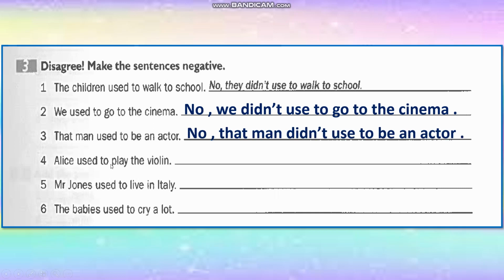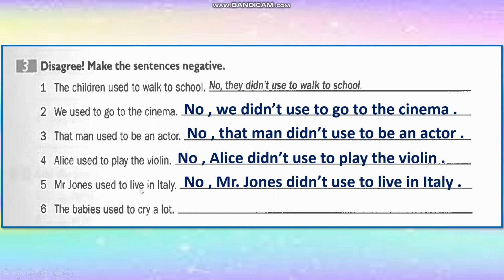Number 4. Alice used to play the violin. It becomes Alice didn't or did not use to play the violin. Number 5. Mr. Jones used to live in Italy. No, Mr. Jones did not use to live in Italy. Number 6. The babies used to cry a lot. It becomes no, the babies did not use to cry a lot.